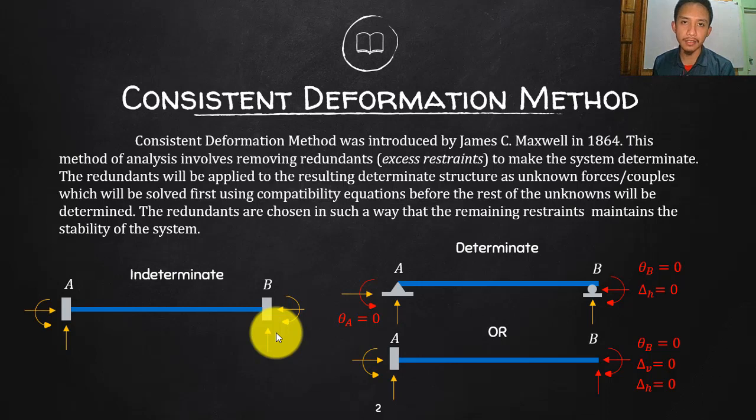Okay, so there is another case here wherein, what if I remove all 3, and make all these 3 reactions at B my redundants? So the remaining reactions will be these 3 at point A. So that could also be.